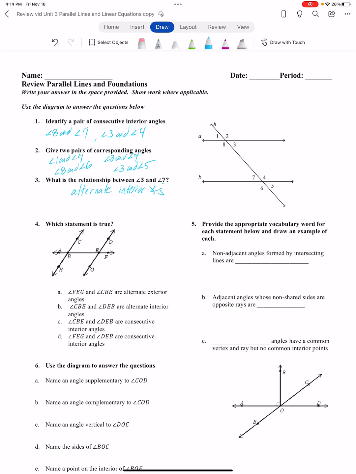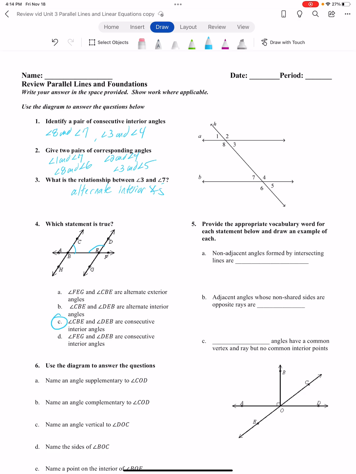So FEG and CBE. It says they're alternate exterior. Well, they definitely aren't. CBE, so that one, and DEB are alternate interior? No, those are consecutive interior. CBE and DEB are consecutive interior, and there's the one that is true.